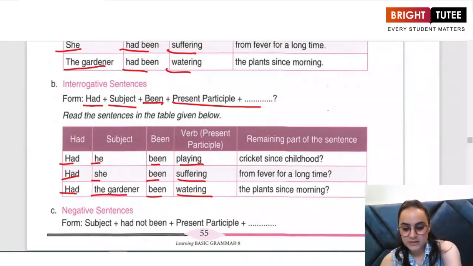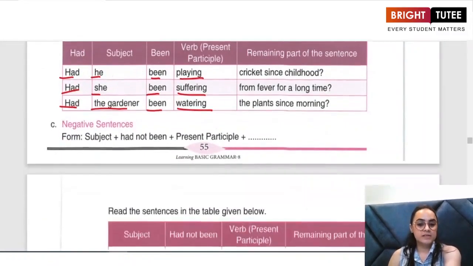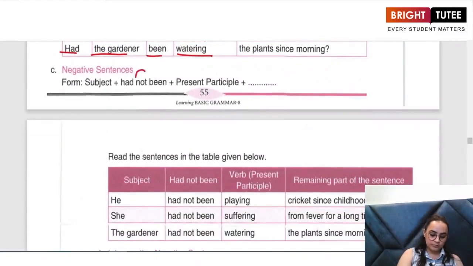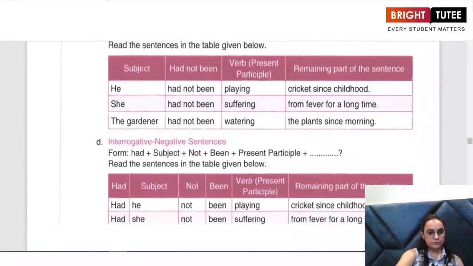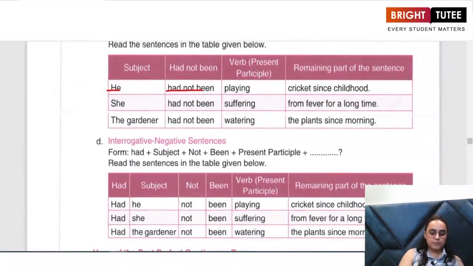The next type of sentence structure is the negative sentences. We know that for negative sentences, we add not in the statement structure that we have learned. So our structure becomes subject plus had not been plus the ing form of the verb. For example, he had not been playing cricket since childhood. She had not been suffering from fever for a long time. The gardener had not been watering the plants since morning.